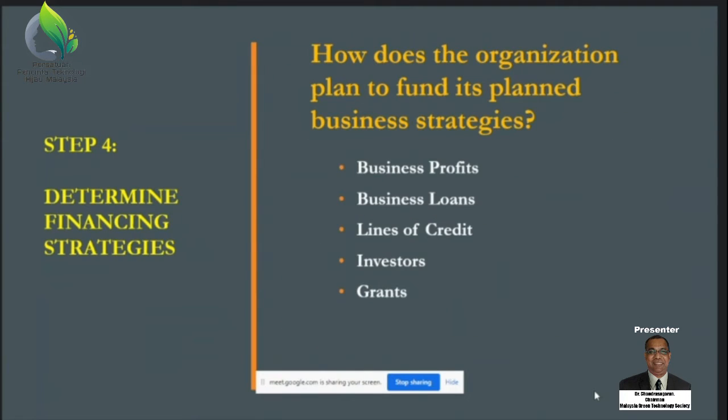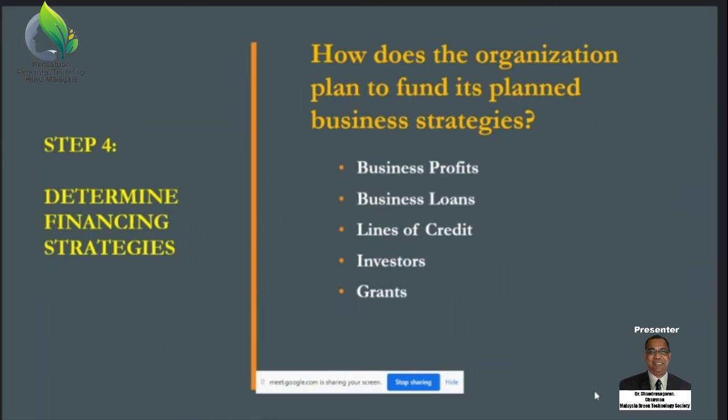Now, step 4, determine financing strategies. How does the organization plan to fund its planned business strategies? In many organizations, having a plan is quite simple, but the bigger task is financing the plan. So for your plan, you need to ask the organization for funds. How do you get the funds? Number 1, every company has business profits. Business profits can be used to fund the plans.